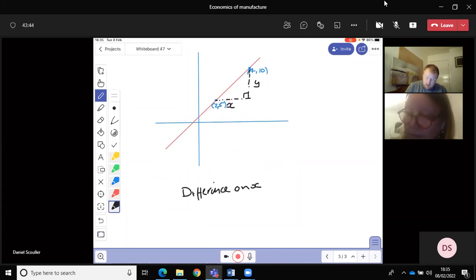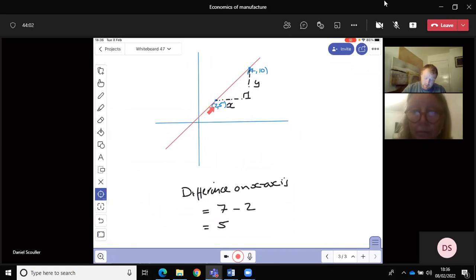So the difference on the x-axis is equal to 7 minus 2, which is 5. So we're going 5 units along the x-axis. To get from that point to the right angle that you've created, you're moving 5 units. You've gone from 2 on the x-axis to 7 on the x-axis. So that bottom length would be 5.